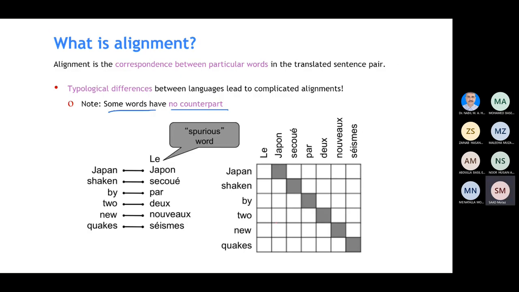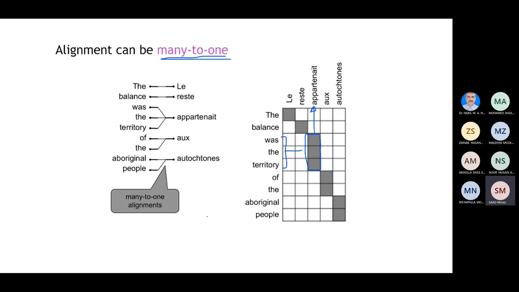Okay, and you have here an additional "la". It's the definite article. It exists. It's usual in French to have this. And the alignment can be many to many. So you have "la balance reste", and these three words are equivalent to one word. Three English words are equivalent to one word. Two are equivalent to one. Two are equivalent to one. So that's why it's many to one.